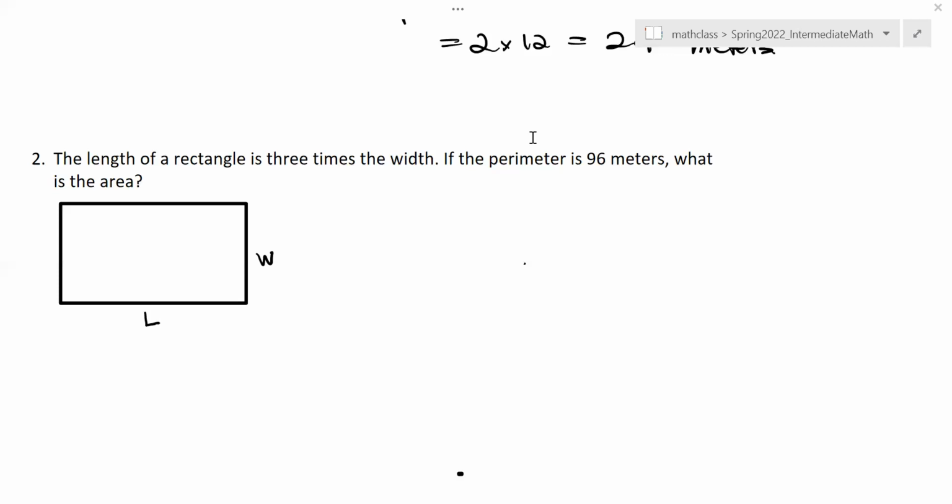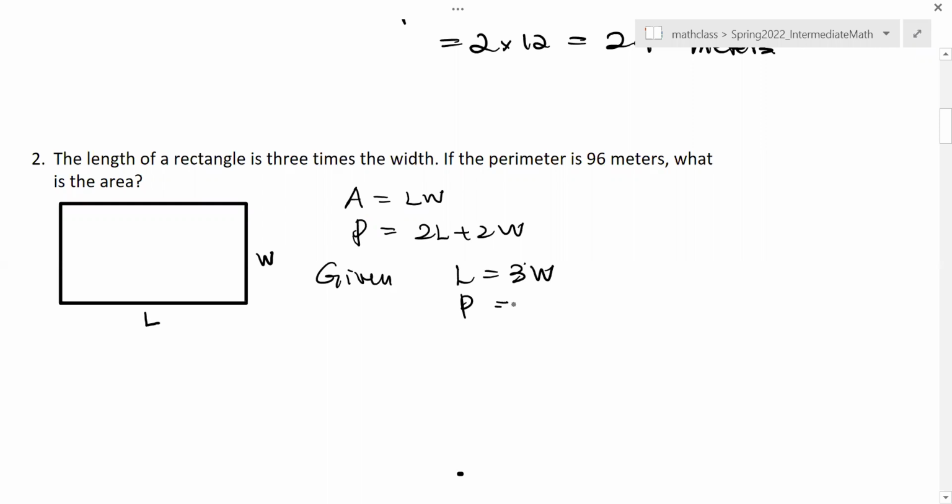First of all, you write down the formulas you need. The formula involves the area, so it should be L times W. It also involves the perimeter, so it's 2L plus 2W. What are we given? We are given the following information: length equals 3 times the width. We are also given the perimeter equals 96. Those are the given information. What do you have to find out? You want to find out the area.